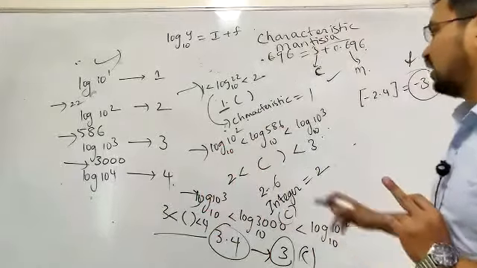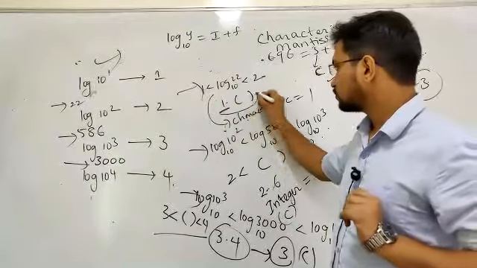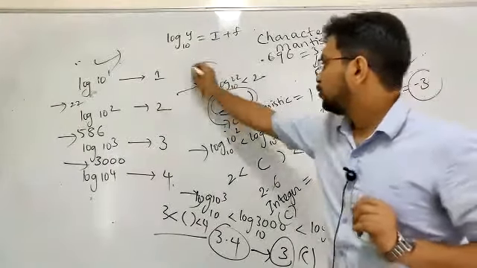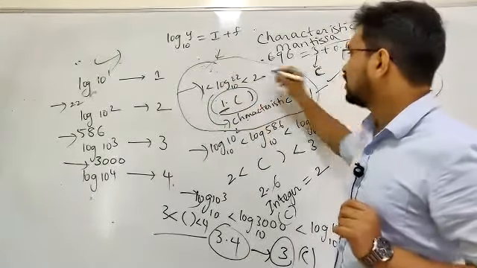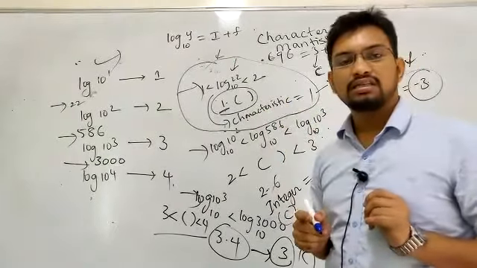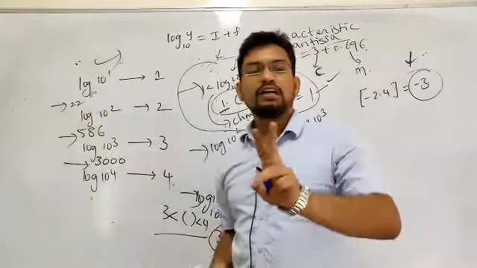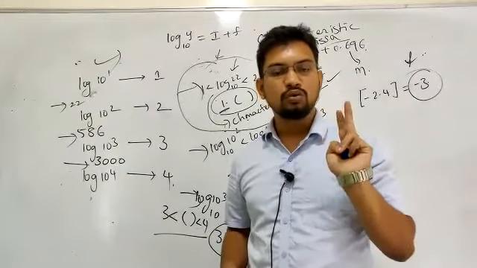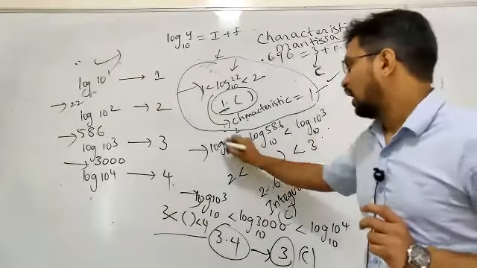The point is, look here, this is an important point. Here, the characteristic is 1. If we take this case, the characteristic is 1. If the characteristic is 1, what is the number of digits? The number of digits is 2. Take 22, the number of digits in that 22 is 2. That is a 2-digit number. And the characteristic corresponding to that is 1.